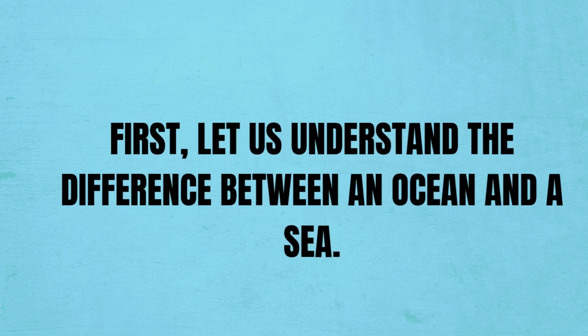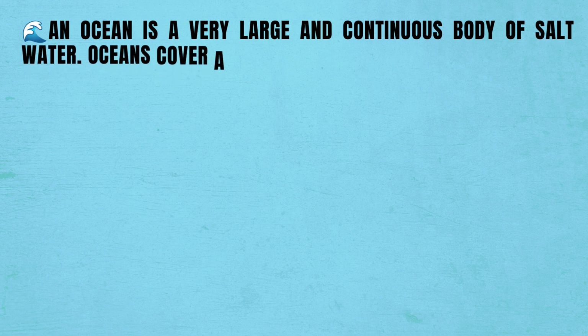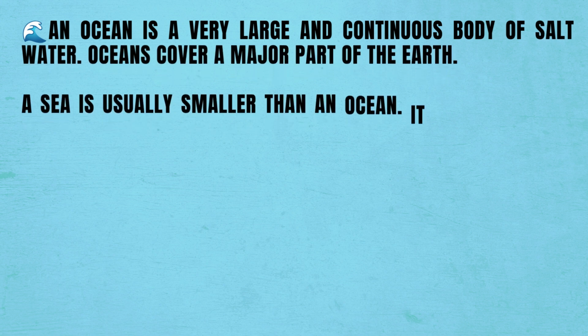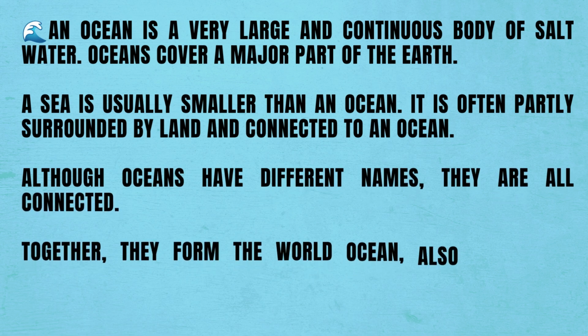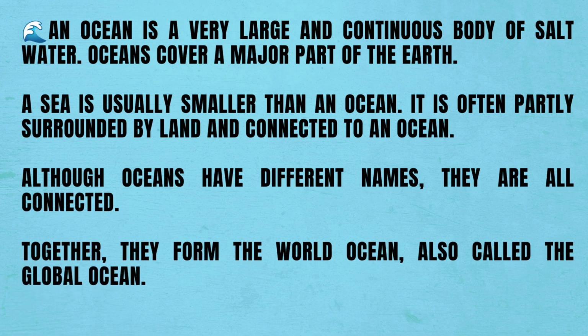Part 1. Ocean and Sea. First, let us understand the difference between an ocean and a sea. An ocean is a very large and continuous body of salt water. Oceans cover a major part of the earth. A sea is usually smaller than an ocean. It is often partly surrounded by land and connected to an ocean.